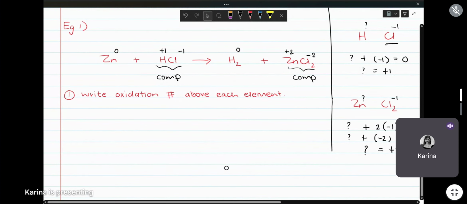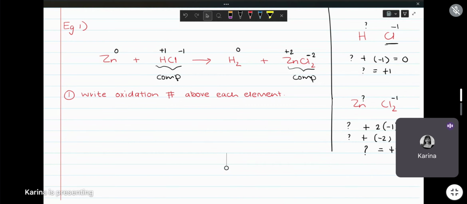Okay, so the next thing I want you to do is find out, or at least write down, which substance is undergoing oxidation, and which substance is undergoing reduction. And also write down the reducing agent and oxidizing agent.